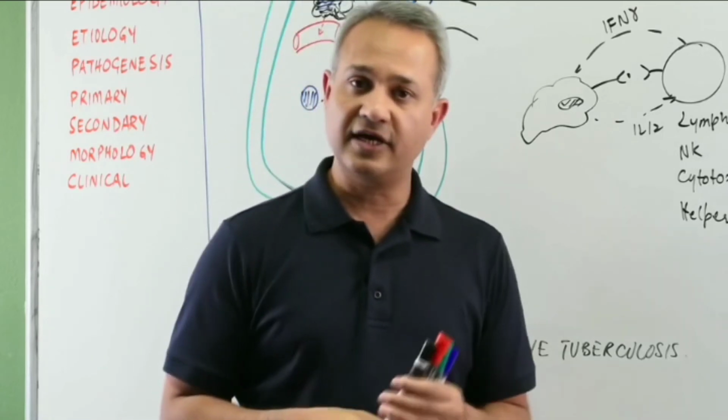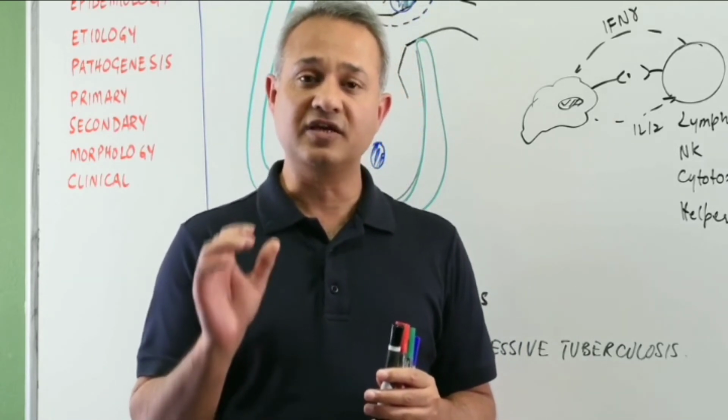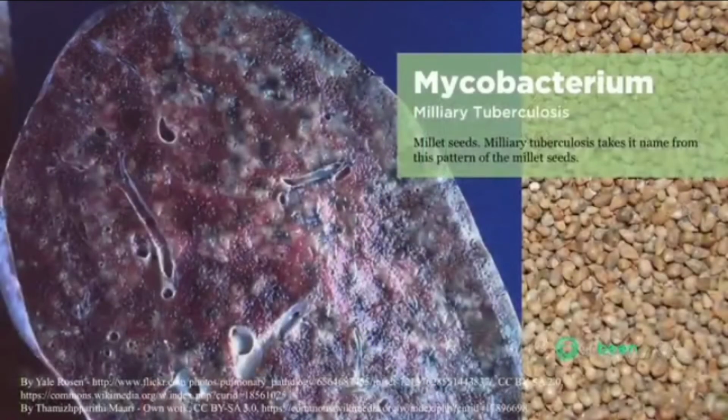Now let's look at the chest x-ray of a patient with miliary tuberculosis. Guys, look at this diagram here. This is miliary tuberculosis, and why is miliary tuberculosis called that? Look on the right side, you see millet seeds here. This tuberculosis looks like millet seeds, and that is why the name.